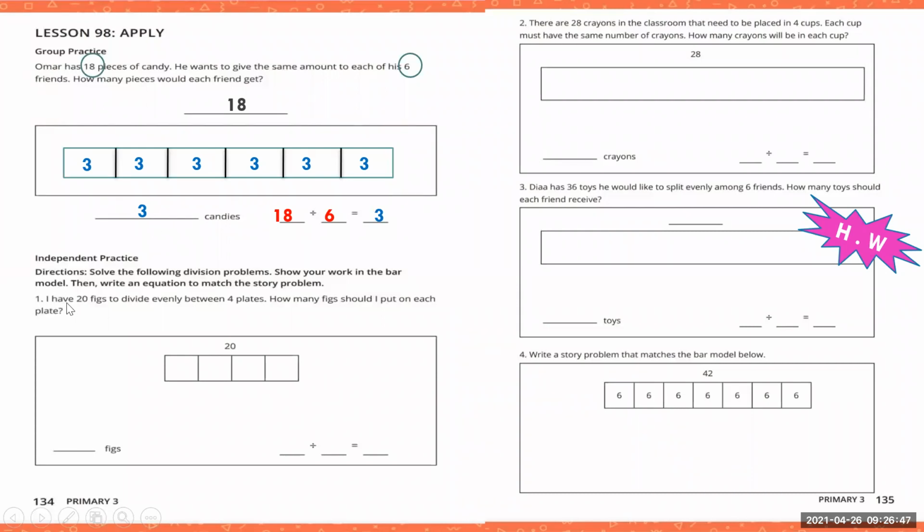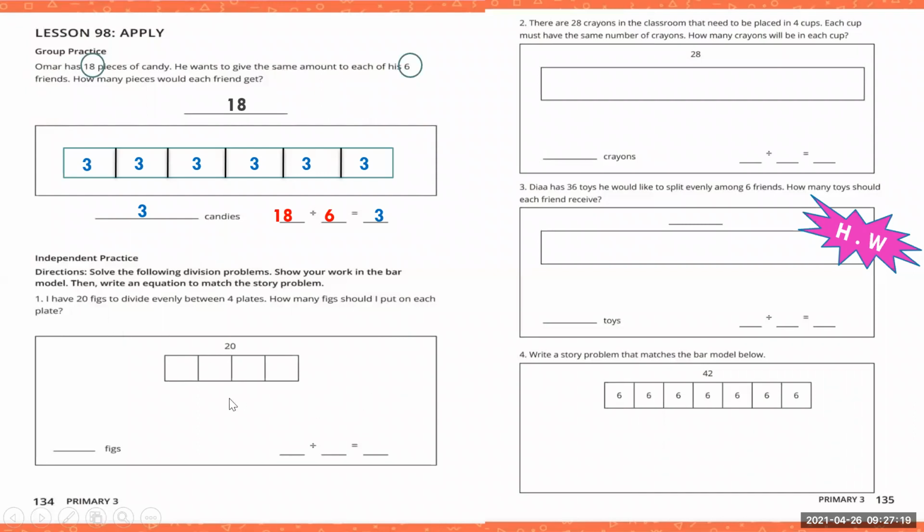Here in number 1, okay, Ya Basant, great. Number 1, I have 20 figs to divide evenly between 4 plates. So the total is 20 figs. I have 4 plates here. It means 4 equal parts. So how many figs should I put on each plate?